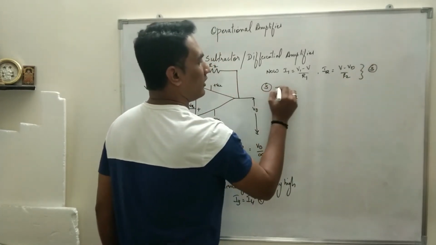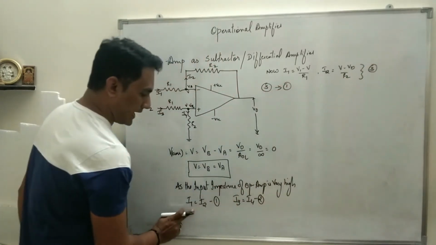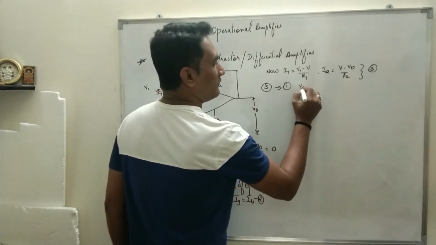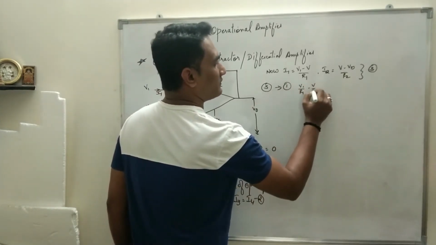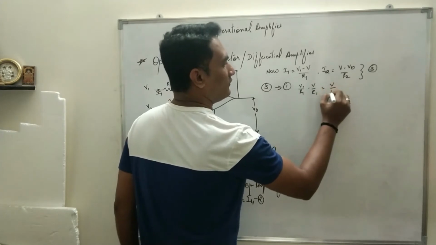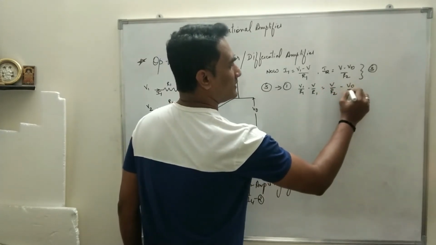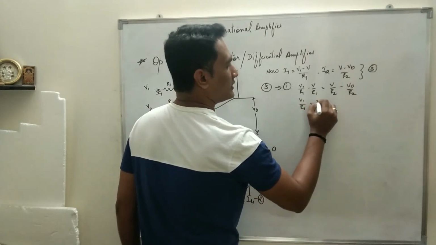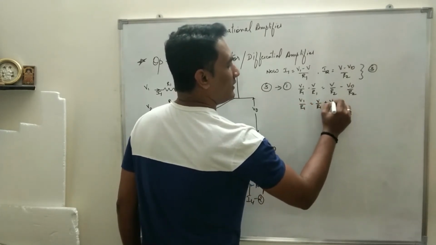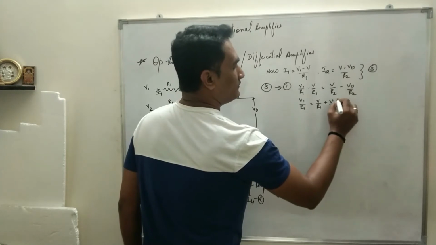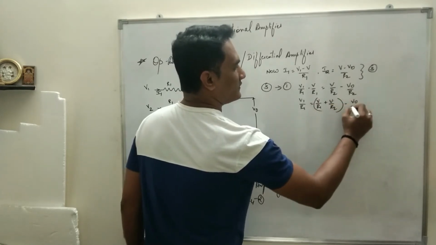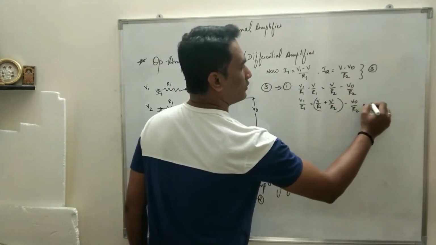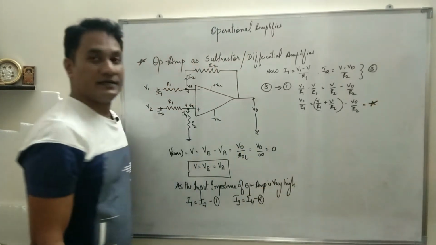Substituting the value of 3 in 1, what you get is V1 upon R1 minus V upon R1 equals V upon R2 minus V0 upon R2, or I can say V1 upon R1 equals V upon R1 plus V upon R2 minus V0 upon R2. Let this equation be star.